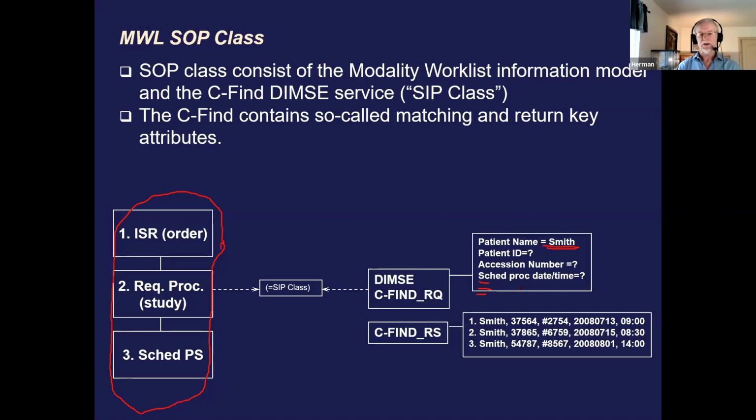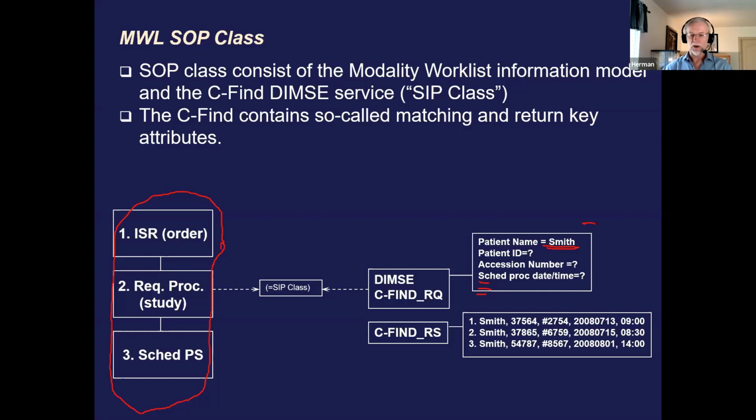Typically, in most applications, we do matching on modality. So give me everything that matches modality equals CT or PX or MR or whatever the modality is that we are scheduled for. Okay? And then we have additional matching keys. For example, we could match on CT as well as on date, everything for today, or on time, everything for this morning. Yeah? So that would be the C-FIND request.